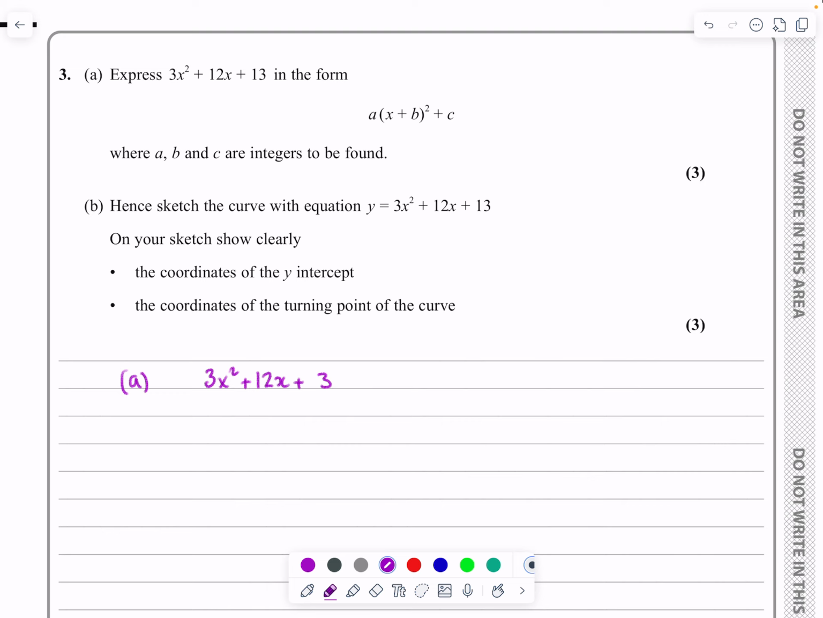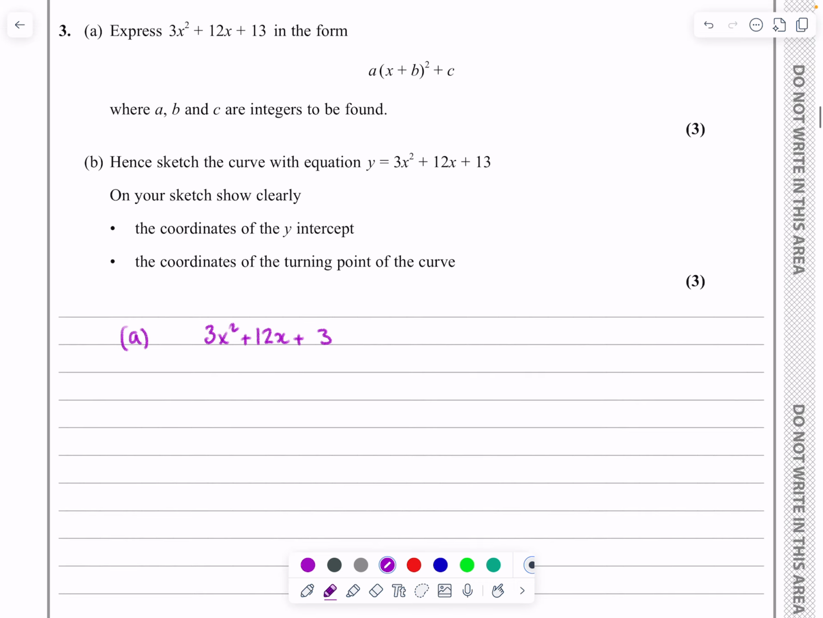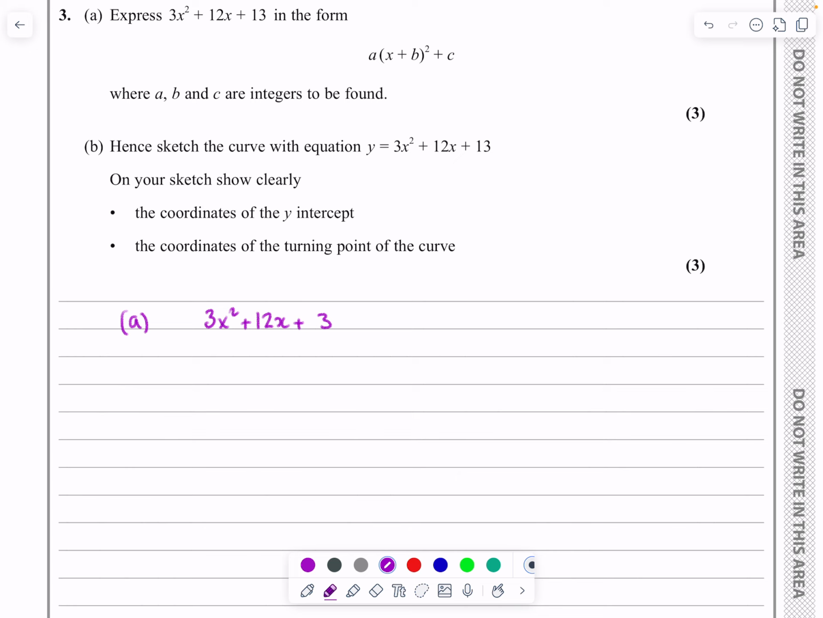Now, I'd very strongly suggest that you all would probably have a method that you know how to do this by from your IGCSE work. Stick with your own method. I'll show you my method, but if you've got a method that you're happy with and it works, then just stick with that.